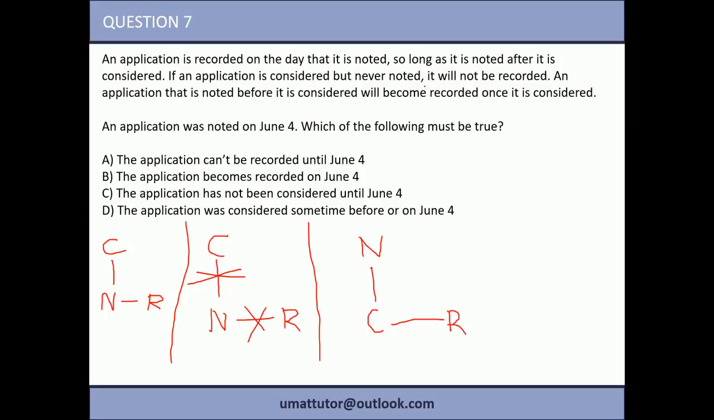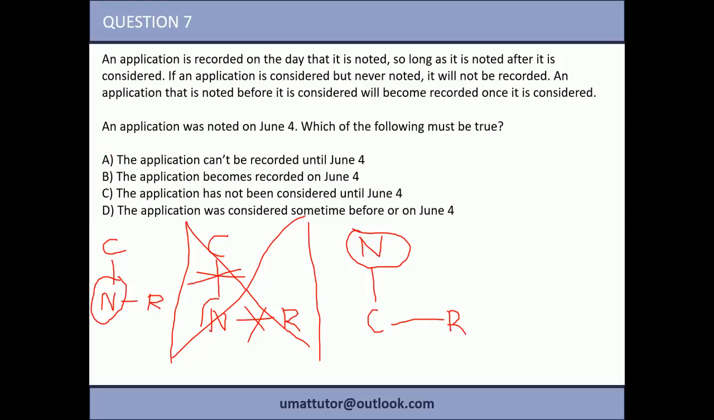So going to the question, option A, the question first. An application was noted on June 4. Which of the following must be true? So we can see that in each of these cases, we're looking at the N for noted. I'll just circle them here. Well, actually, in this case, it wasn't noted in the second sentence, so we'll cross that one out altogether. But I'll just circle the N for noted in each of the other two situations. Now that was on June 4, so which of the following must be true?